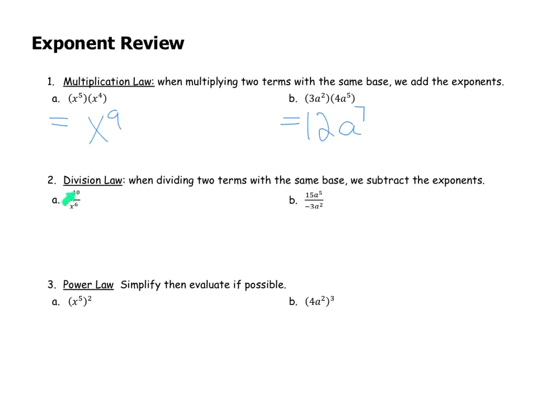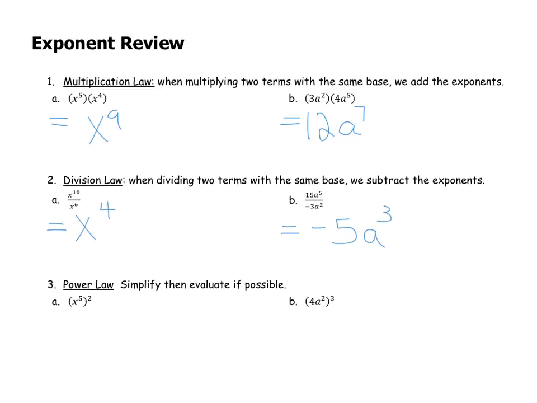And then we have our division law, okay? Again, I like to say this one as when we're dividing two terms with the same base or two powers, we keep the base and we subtract the exponents, okay? So really quickly, this one, of course, equals x to the 4. This one, we still divide the coefficients, the numbers as normal, so this equals -5, a to the 3.